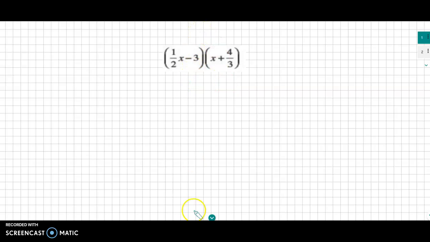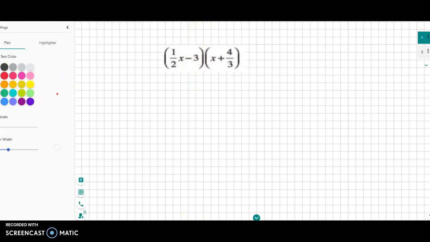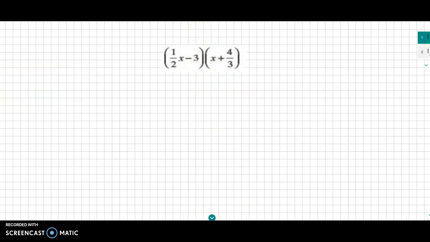So let's start, guys, by multiplying the first term. We have 1 over 2 x. We multiply this by the first term of the second binomial. We only have an x here, so it's like we had an invisible 1 here. So we just multiply 1 over 2 times 1. We already know how to multiply fractions, guys. So that would be 1 times 1 and 2 times 1, so it would be 1 over 2.